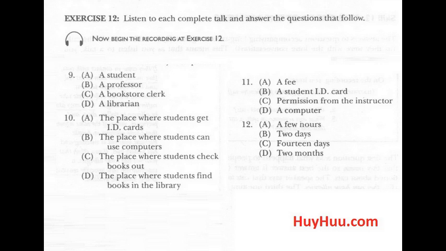Number 9. Who is giving this talk? Number 10. What is the circulation desk? Number 11. What do the students need to take books from the library? Number 12. How long may students keep the books?